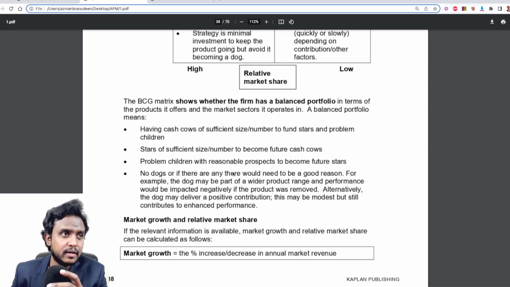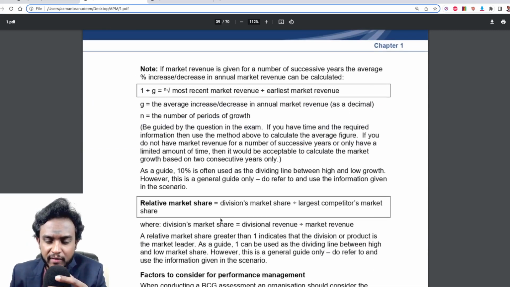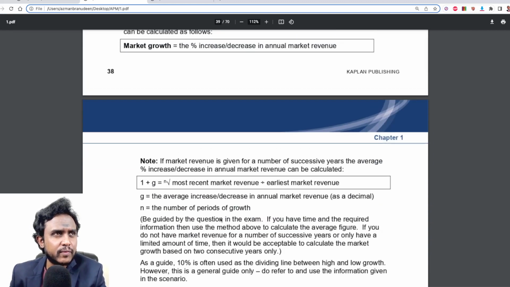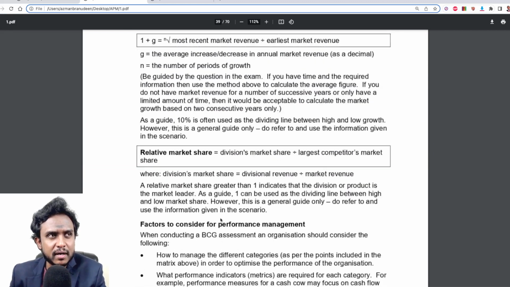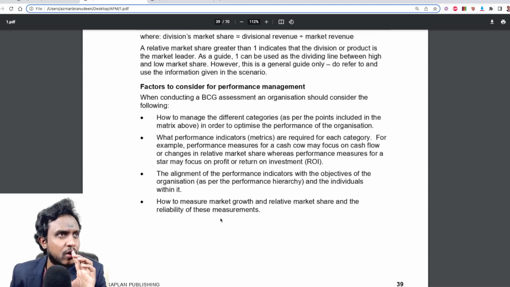Rest is history. So it's very important that, you have to hand it to BCG, that they did a good job with this, but it's not very complicated. Definitely, you've got the equations or the ratios of how to calculate market growth and relative market share here. Okay, so in the context of performance management, when you do conduct a BCG assessment, you have to be a little careful, because there are a few things that you need to consider.